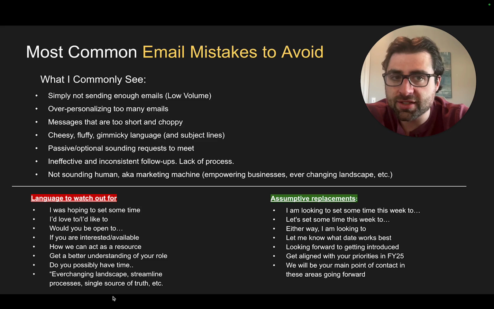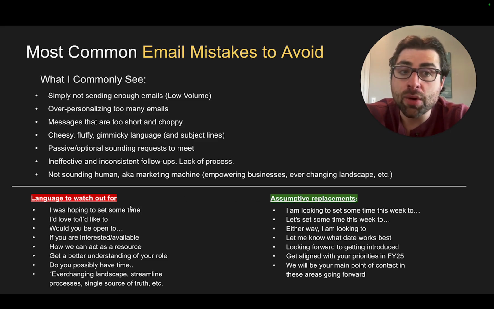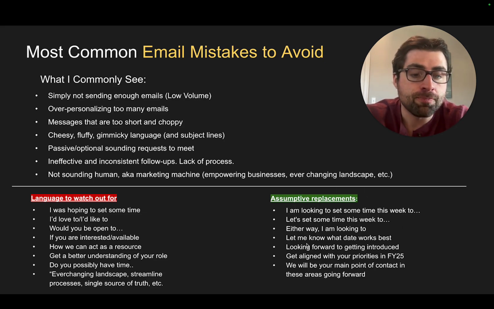So, assumptive replacements: you can just take your existing email templates, scan for some of this language, and replace it. This is not an extensive list, but it's meant to give you an idea. So instead of "I was hoping to set some time," or "would you be open to," or "if you're interested," say "I am looking to set some time this week," or "let's set some time this week too." "Either way, I'm looking to..." "Let me know what date works best."